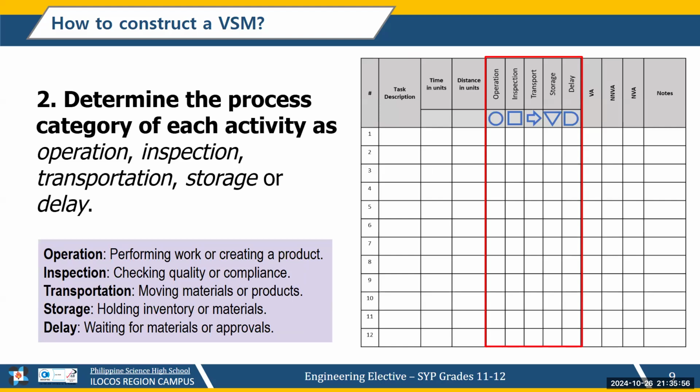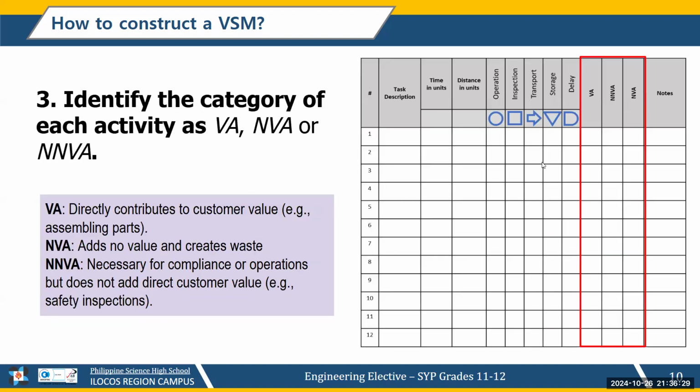Step 2 is to determine the process category of each activity as operation, inspection, transportation, storage, or delay. So that's why our first lesson on process mapping is very important. You should be able to distinguish between what an operation is versus what an inspection is, transportation, storage, and delay. So you're just going to check the boxes here.